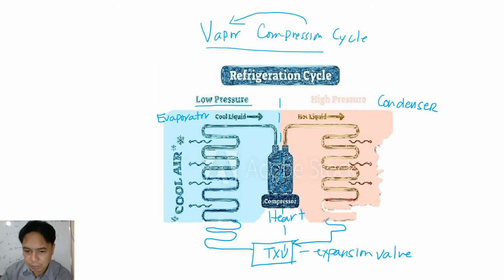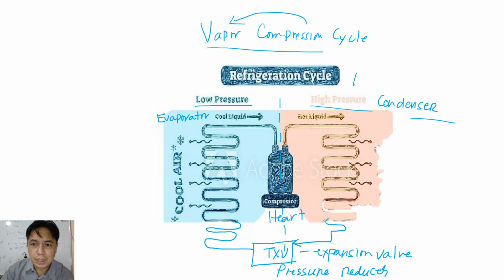So I think it's better that way before we go to the more highly technical way of explaining. So here is the expansion valve, and what it does is it is a pressure reducer, meaning it is reducing pressure. Why? Because from the condenser, the pressure of the refrigerant is high. That's why it is the high side. High pressure means high side because there are two sides.